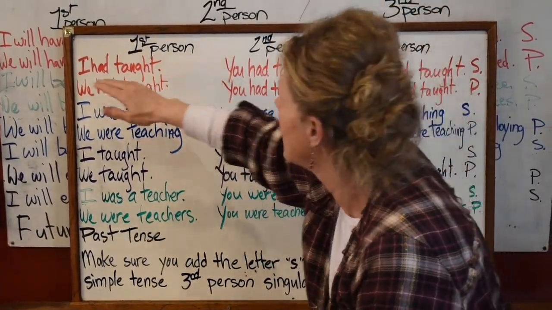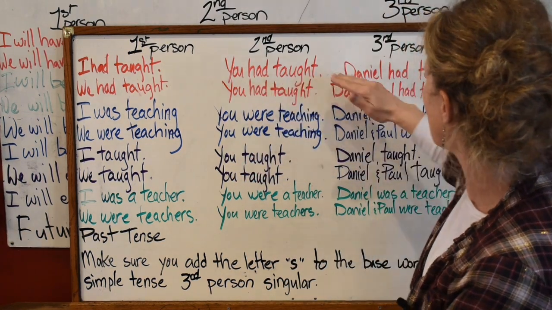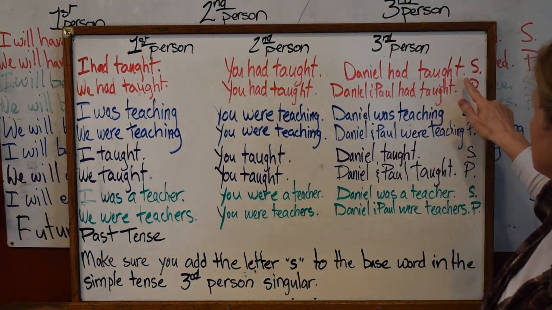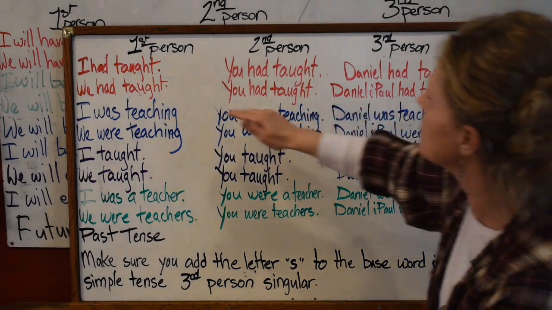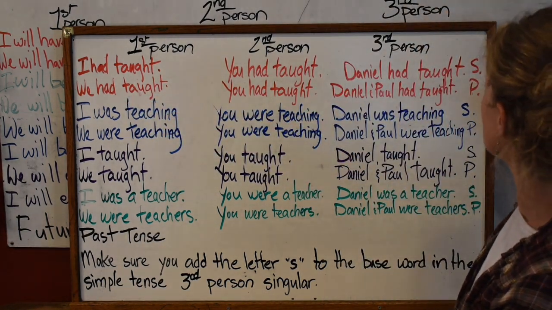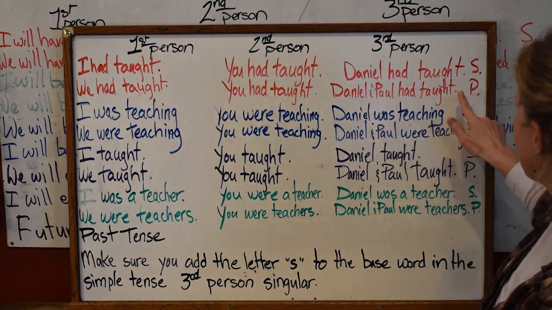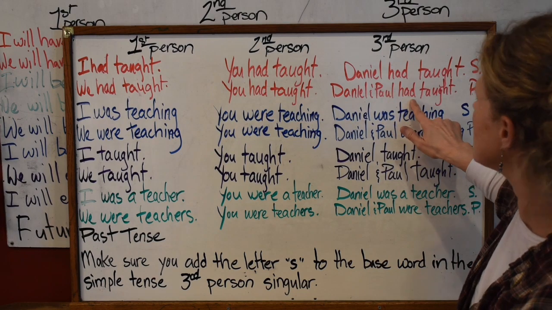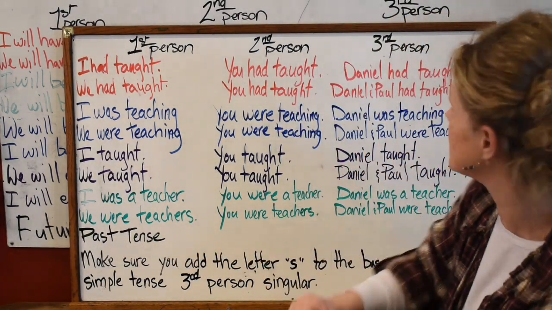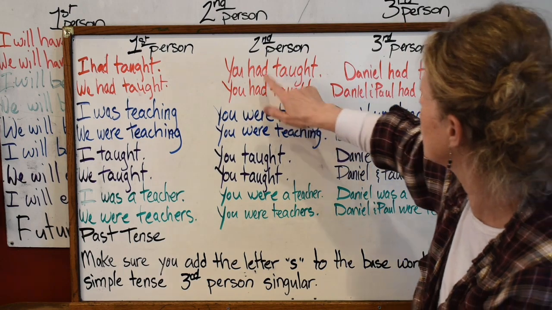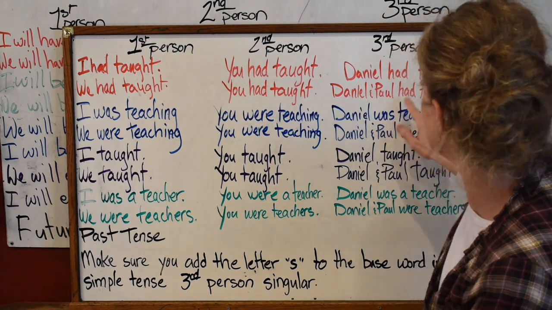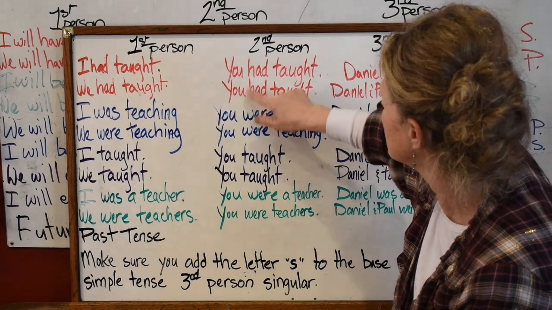And in the past tense, you have to use had in the perfect. I had taught, you had taught, Daniel had taught. It's the exact same word, whether it's singular or plural. We had taught, you had taught, Daniel and Paul had taught. You just need to remember, if you're going to go into the past tense, you need to use the word had.